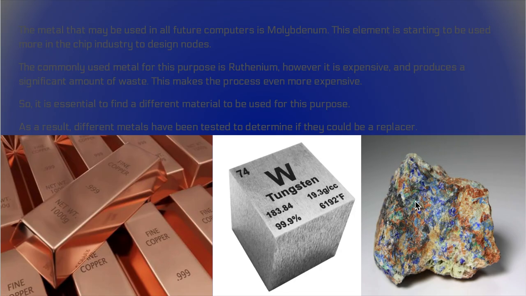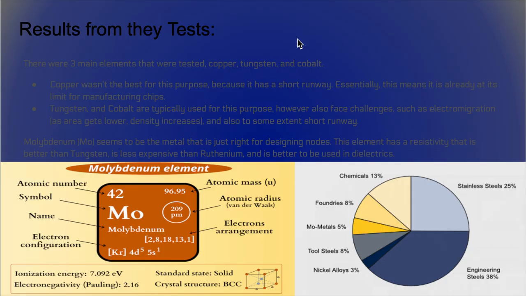So here are some clues for the next topic that I will discuss. So this says copper right here, find copper, that could be a suggestion. There's tungsten. This, by the way, is cobalt. That's an image of cobalt, another element. So now I will discuss the results from the test. Mainly three elements were tested: copper, tungsten, and cobalt.